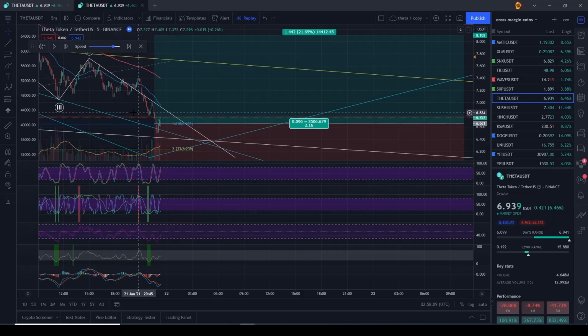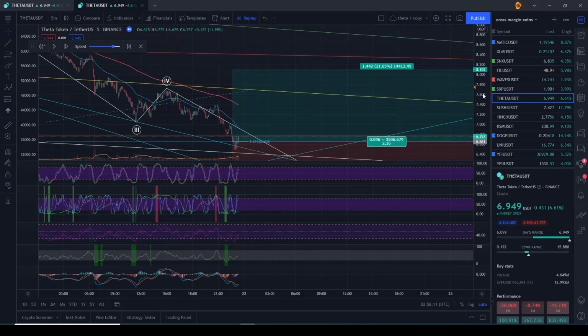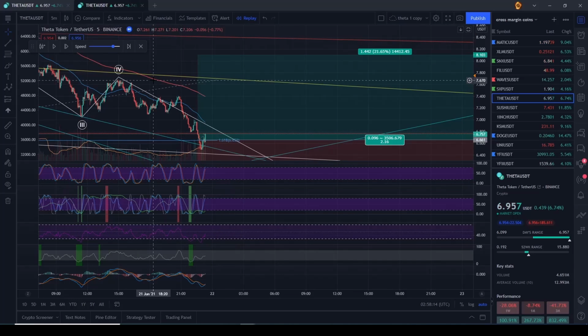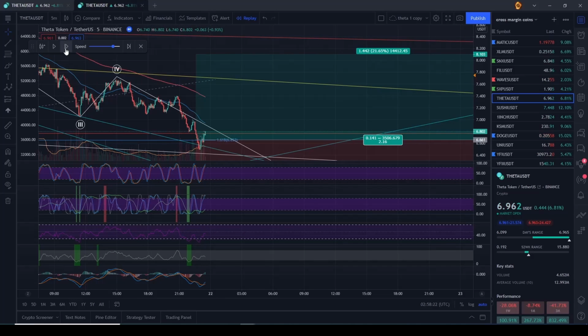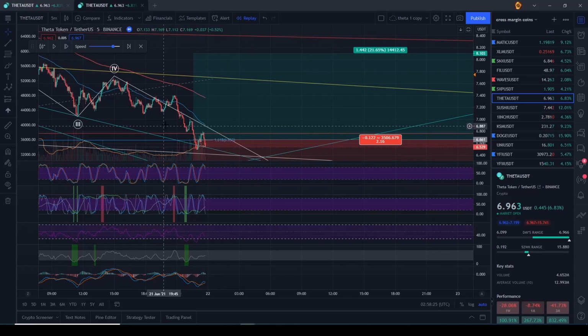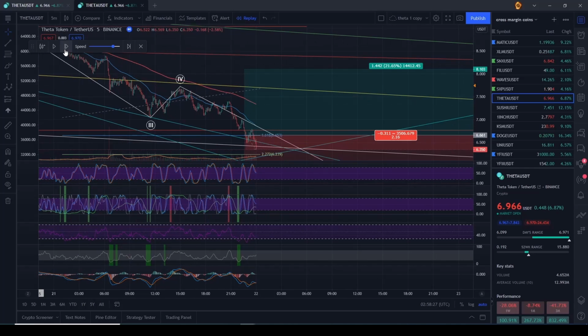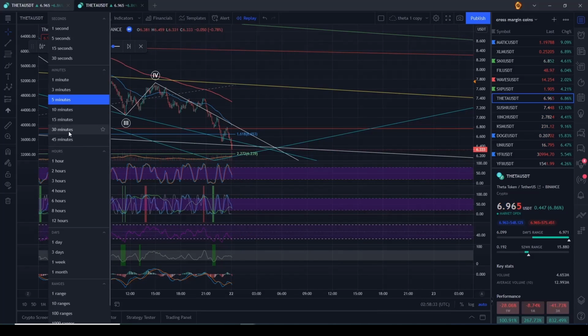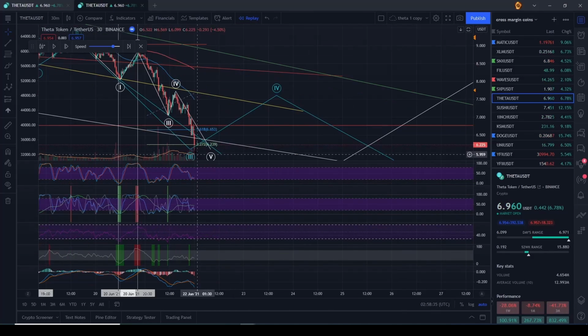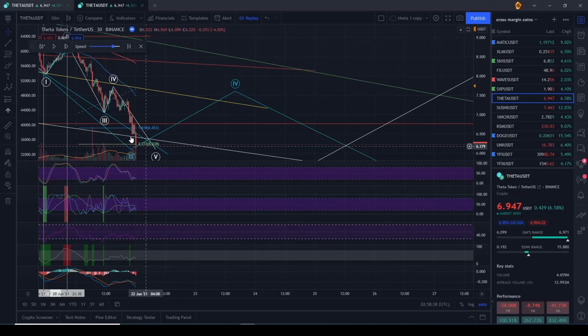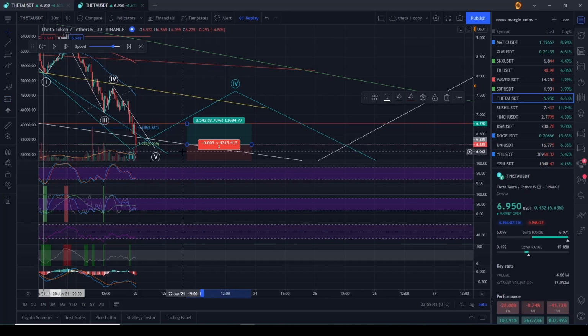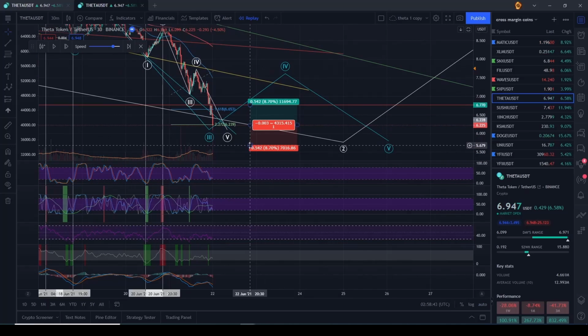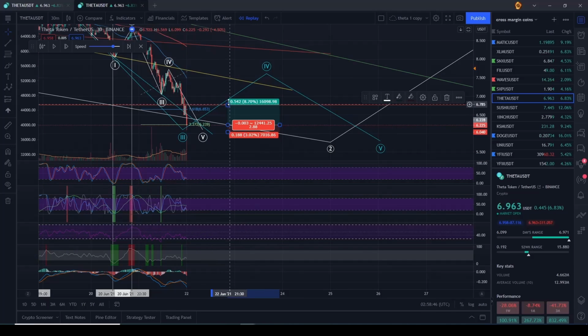And for some reason I wasn't confident that this was the bounce, mainly because of Bitcoin, not because of THETA. So I immediately closed with a small profit, and then it came back down to the original entry, and it wicked right past it. This would have been the perfect entry here. It went right past it.